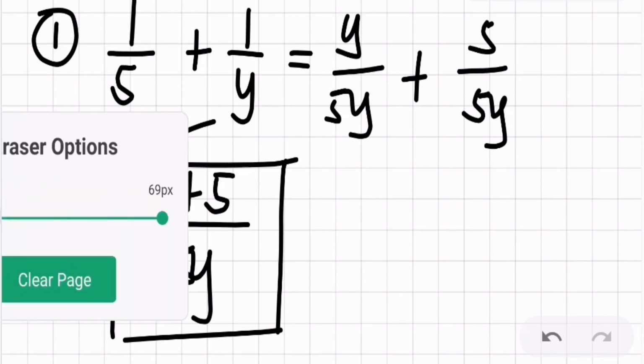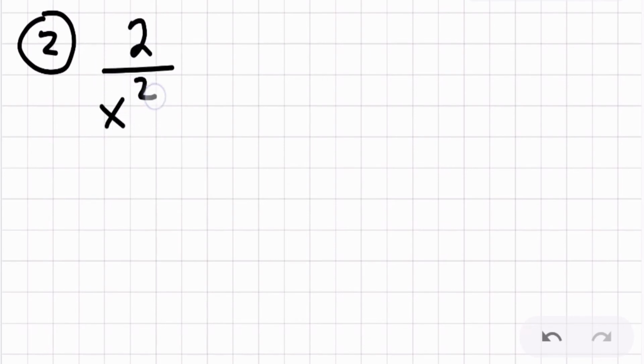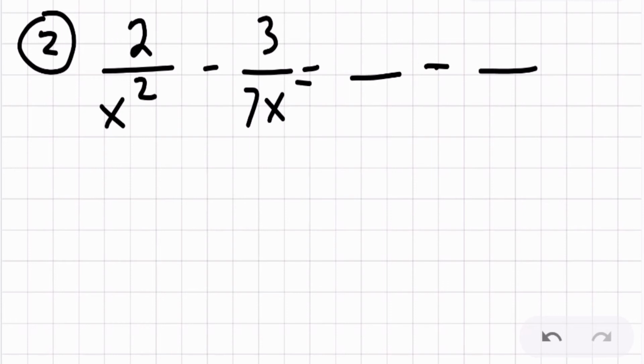Okay, let's have another example. This time, let's do subtraction. So let's say we have 2 over x squared minus 3 over 7x. So we need to get first the LCD. Okay, the LCD. So what is the LCM of x squared and 7x?